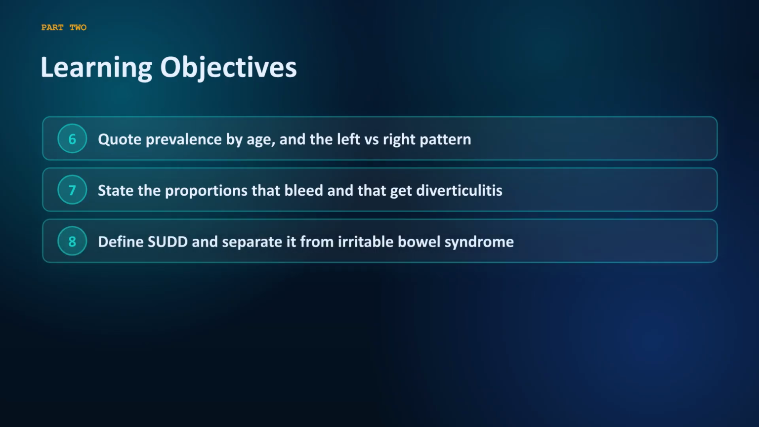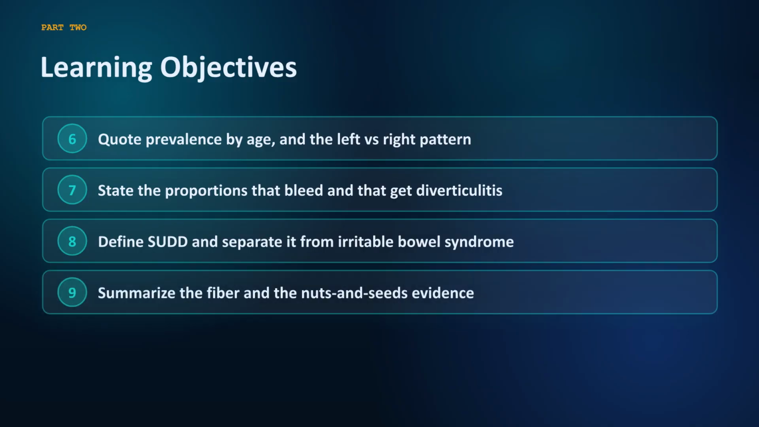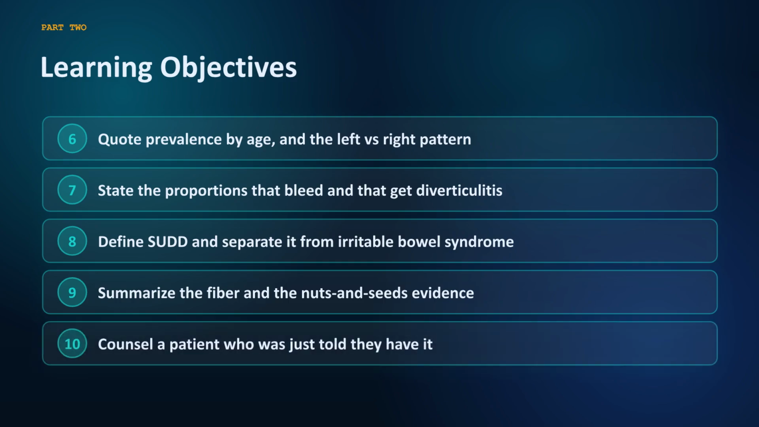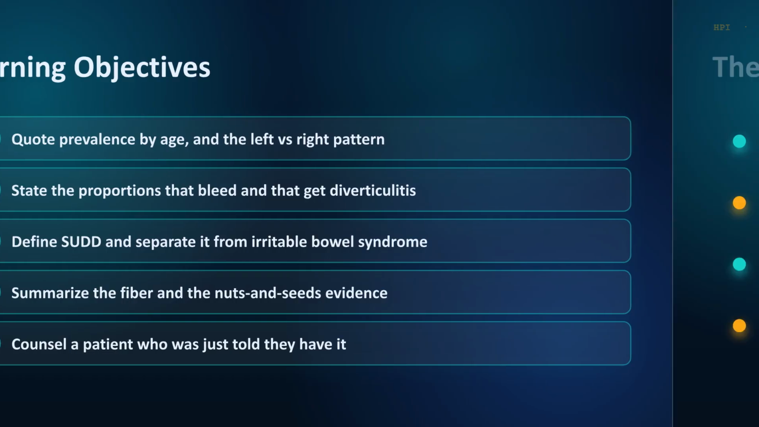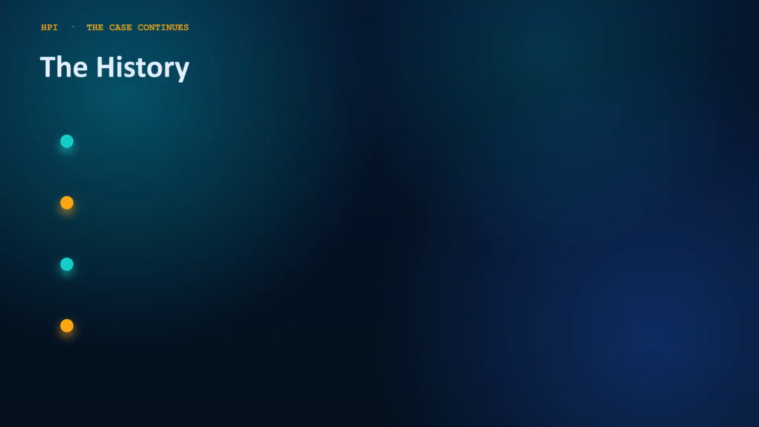Eighth, define symptomatic, uncomplicated diverticular disease, often shortened to SUDD, and separate it from irritable bowel syndrome. Ninth, summarize what the evidence actually shows about a high-fiber diet and about avoiding nuts and seeds. And 10th, counsel a patient who has just been handed a report that says diverticulosis, in words they will actually understand. Now the history. On careful questioning, he is not quite as symptom-free as he first said.